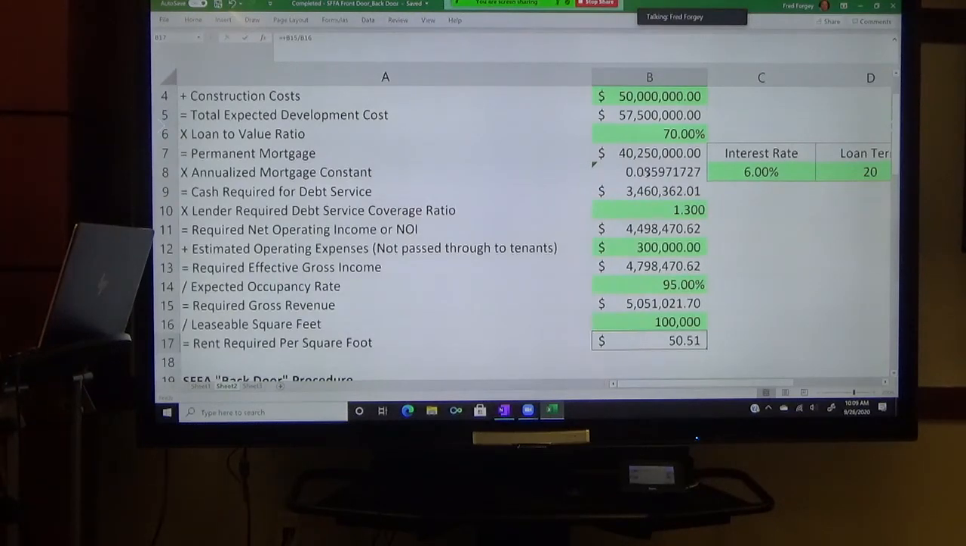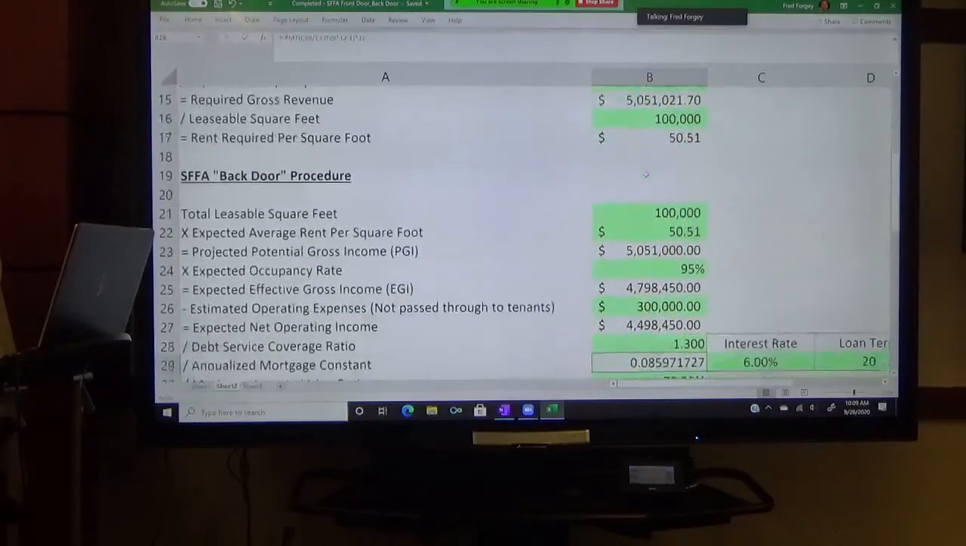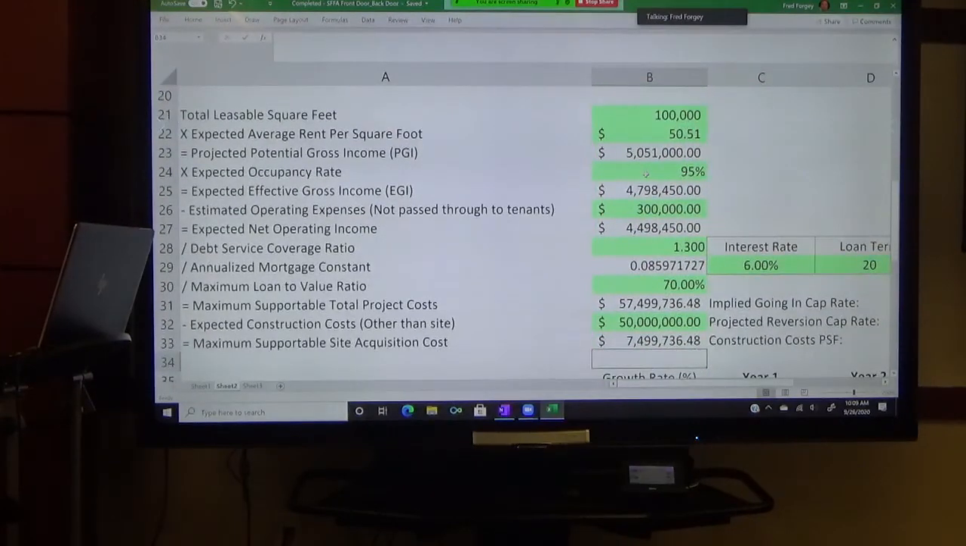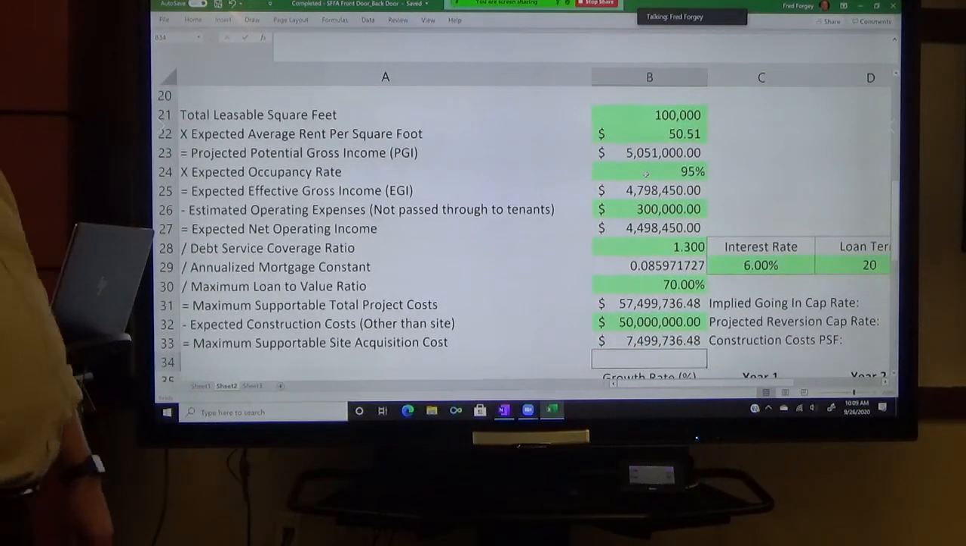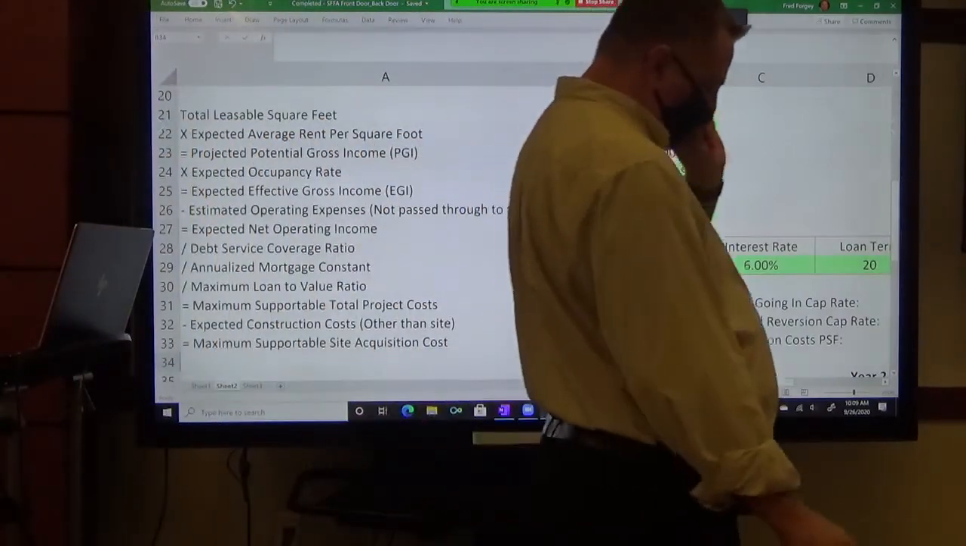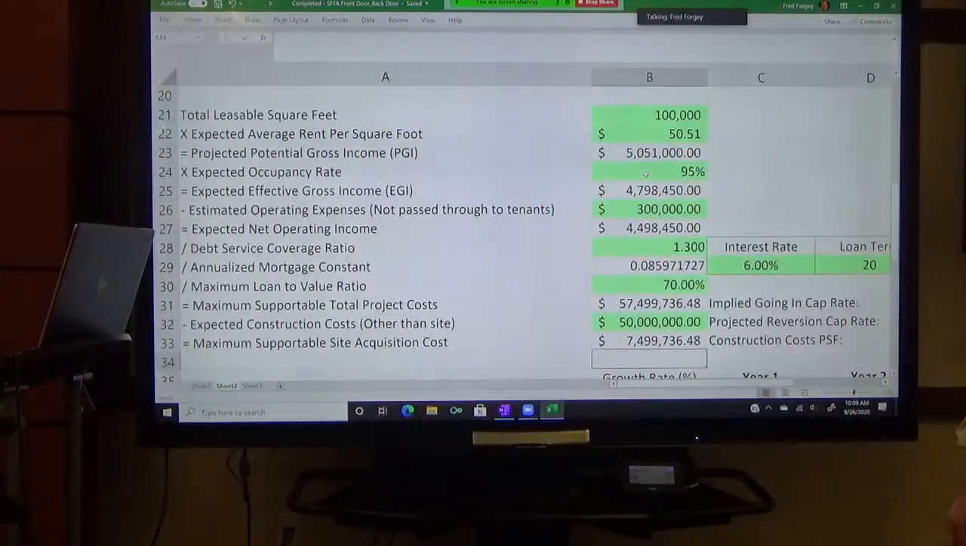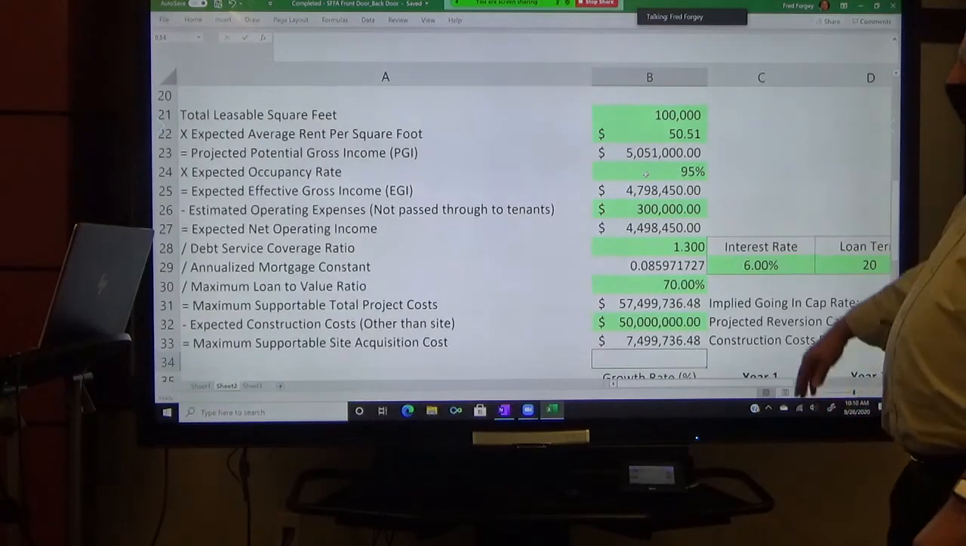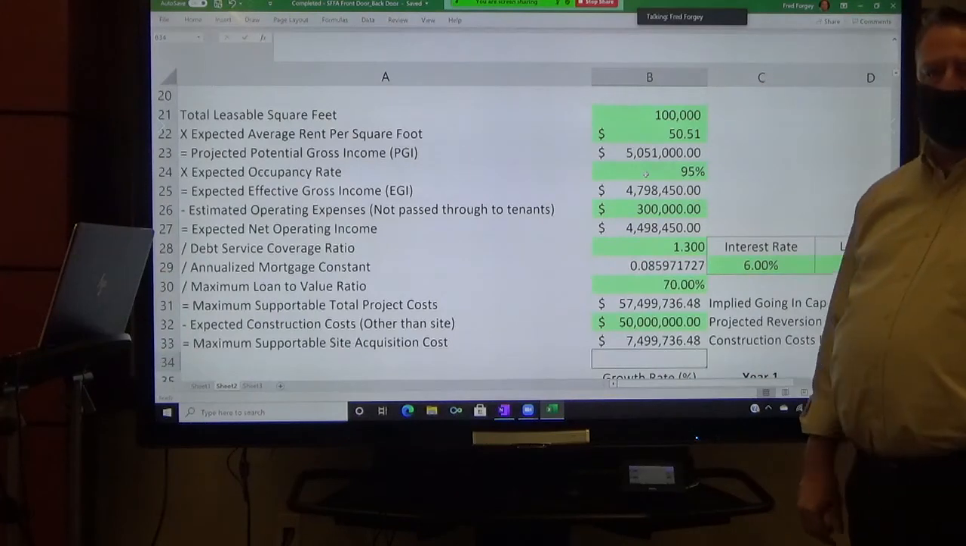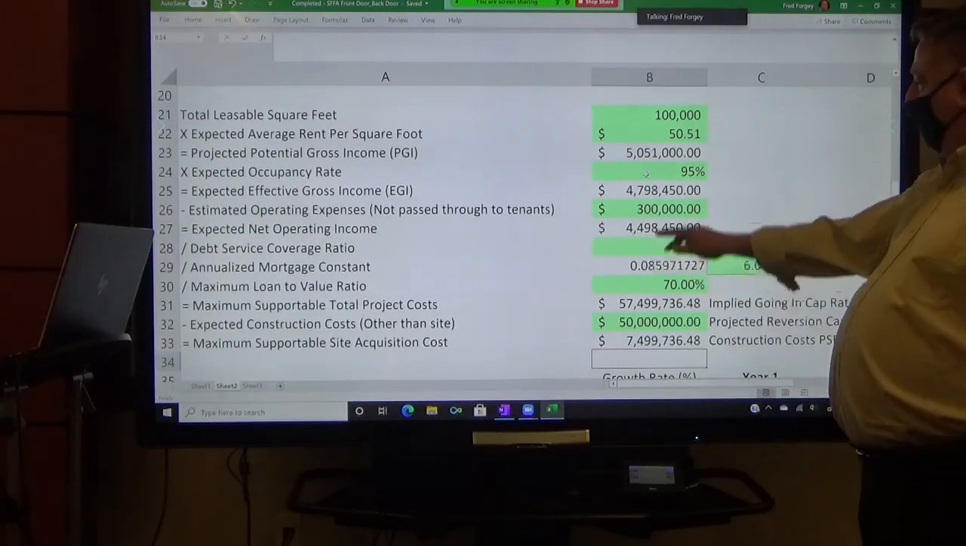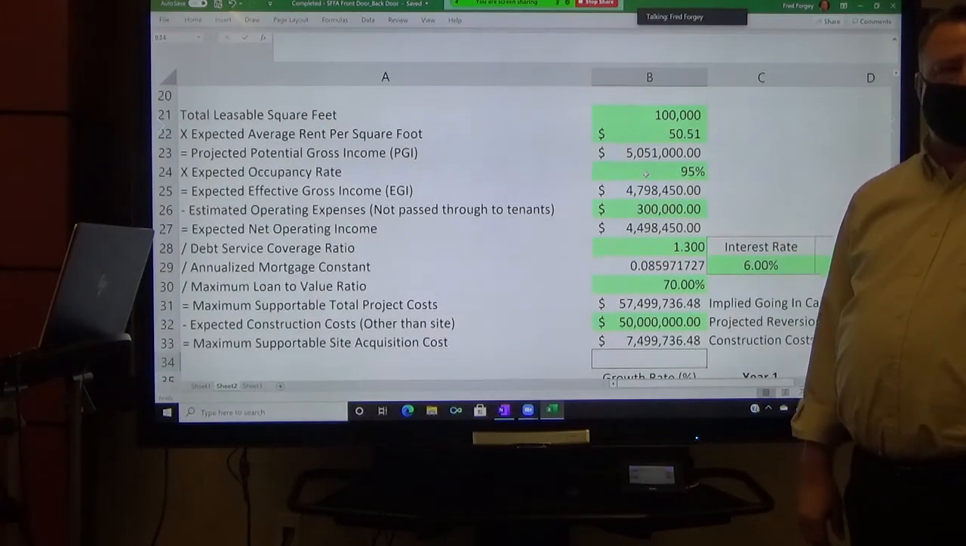Now, if I also happen to be walking in downtown Miami and I say to myself, all right, I'm thinking I may want to build something here, okay? And so I look around and I say, how much are properties leasing for? They're leasing for $50.51 a square foot.